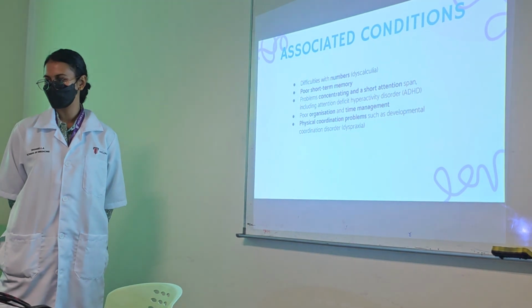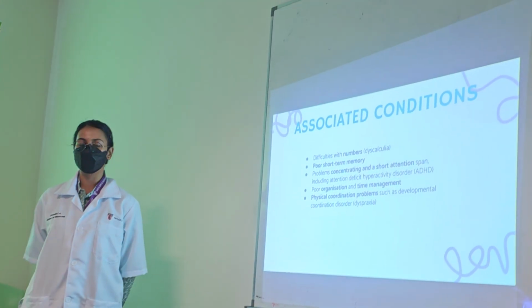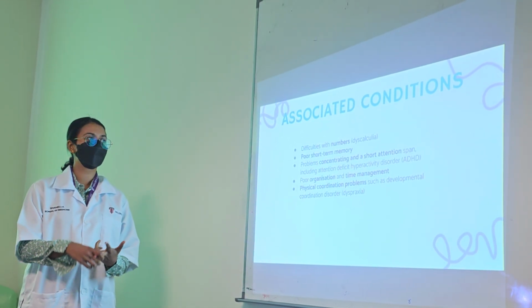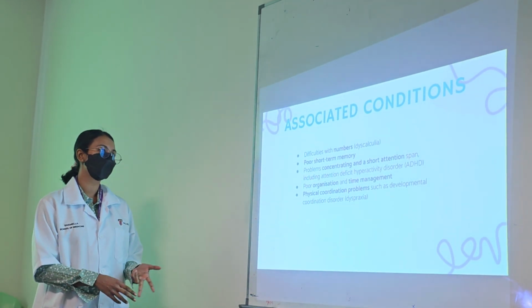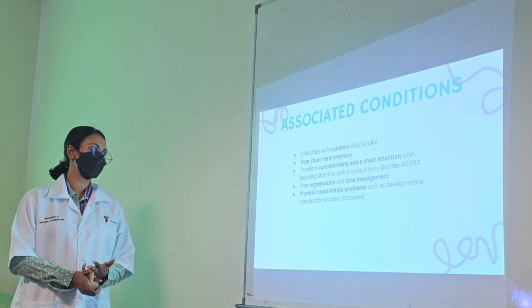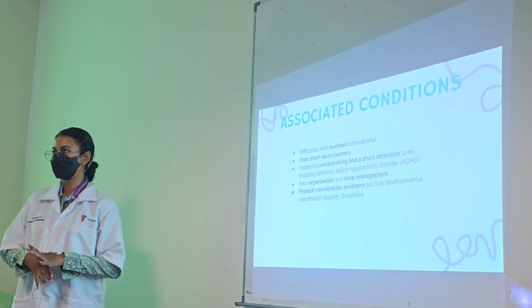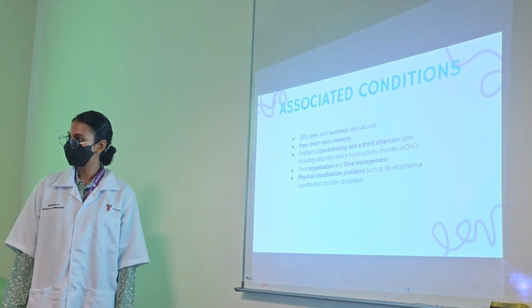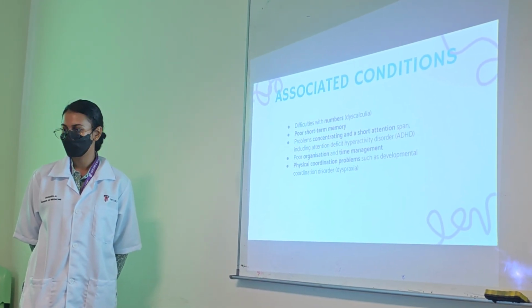And lastly is the associated conditions. Can be associated with difficulties with numbers, dyscalculia, poor short-term memory, concentration problems, and short attention. Can be associated with ADHD also. Poor organization and time management, and lastly dyspraxia, which is physical coordination problems. So again, about 40% of children with specific learning disorder will have problems with ADHD.